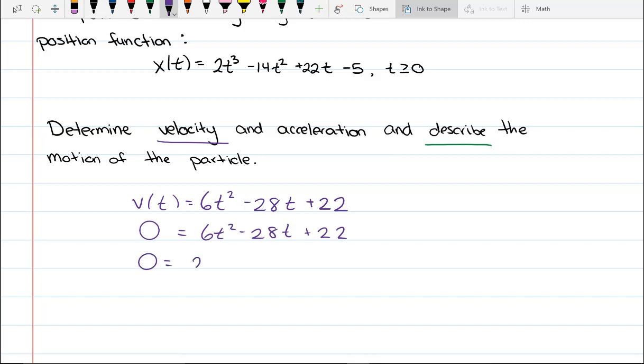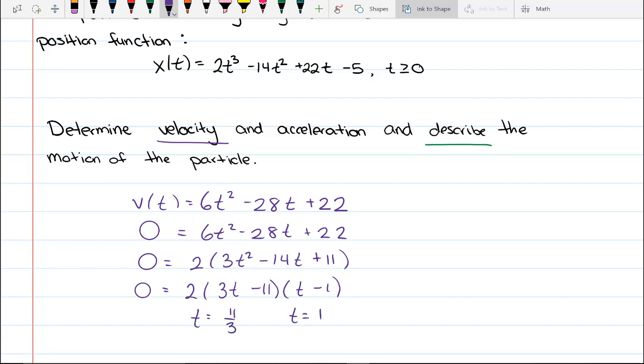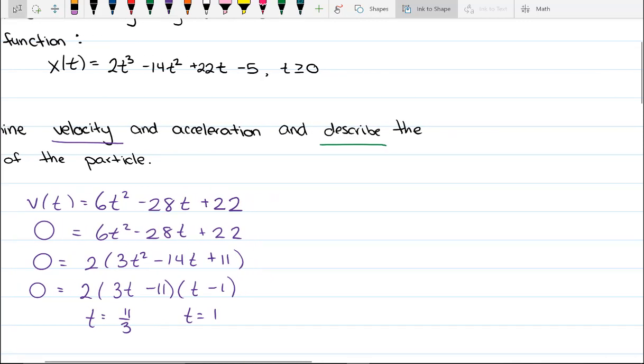I'm going to factor out a 2 and get 3t squared minus 14t plus 11. Then this is going to factor down to 2 times 3t minus 11 times t minus 1. So from here I can solve and get t is equal to 11 thirds and t is equal to 1. Now to determine where our particle is moving forwards or backwards, we need to figure out where the derivative is increasing or decreasing. To do that, we're going to make a sign chart.